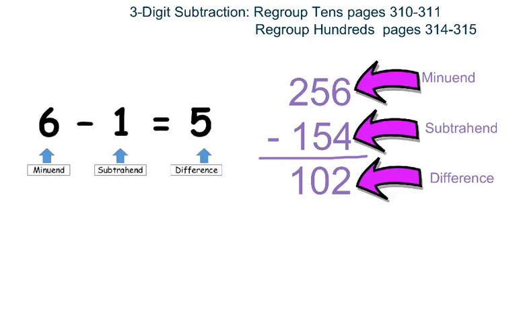Before we begin with the class, we are going to go over the parts of a subtraction. A subtraction has 3 important parts: minuend, subtrahend, and difference. You can see them if you have your subtraction horizontal or vertical.